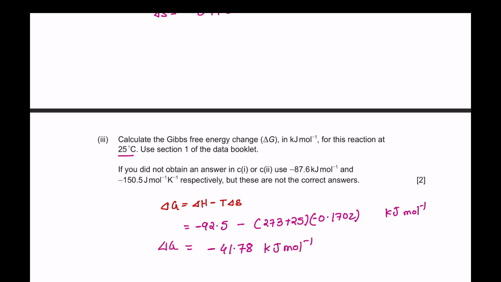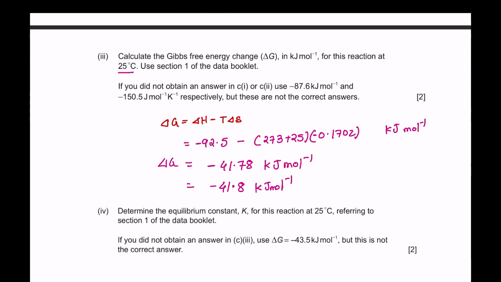This should be the correct answer to this question. And if you want to round it off to 3 significant figures as per IB rules, it would be minus 41.8 kilojoule mole inverse. That's the answer to this part 3.